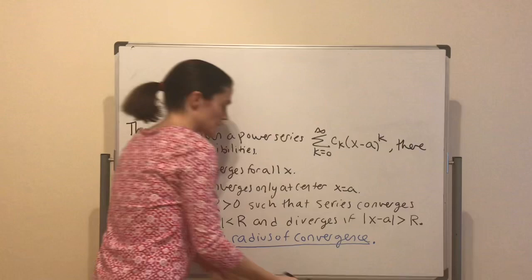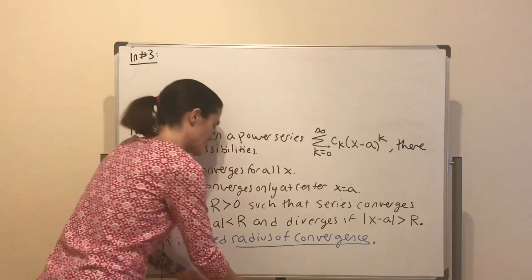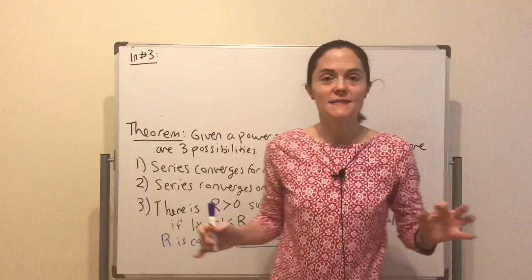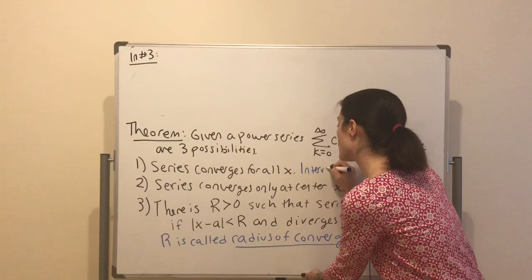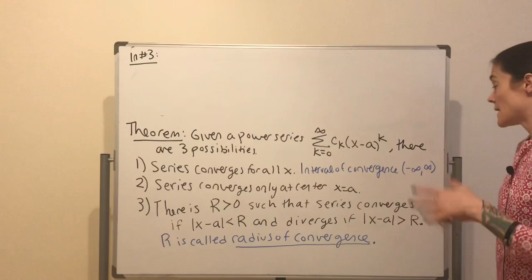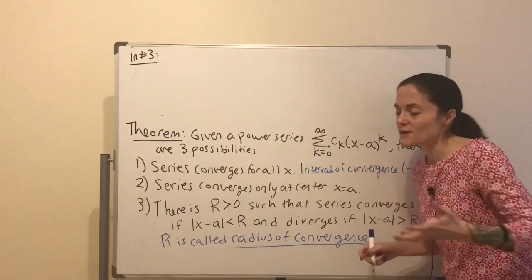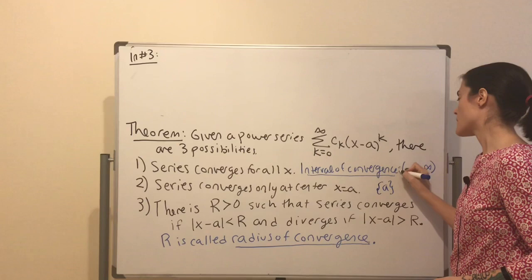So let's first talk about the first two cases because they're a little bit easier. This thing I just erased was the interval of convergence. It's the set of x values for which the power series converges. In the first case, the series converges for all x, so the interval of convergence is minus infinity to infinity, and it's an interval. In the case of converging only at the center, the interval of convergence is not exactly an interval.